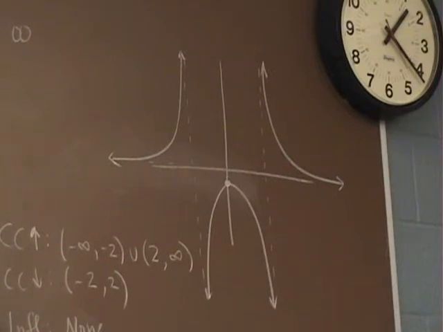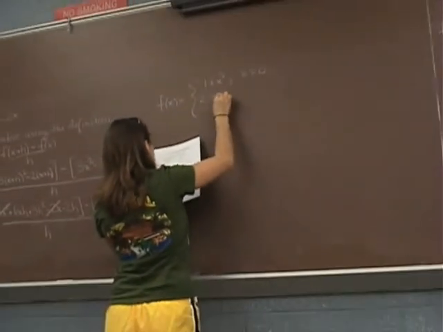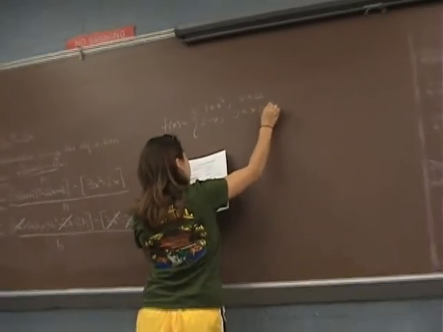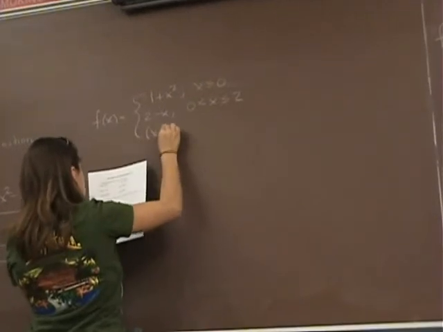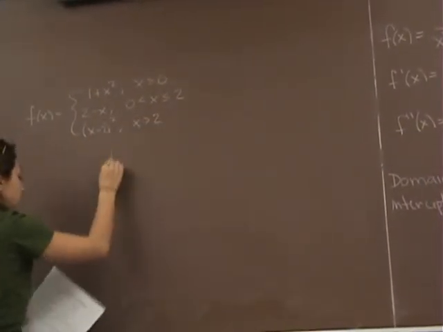Can you do number 2 on the in-class review? I just can't think. Number 2. Sketch roughly the graph of that function and find the points of discontinuity. So if I'm sketching the function, f of x equals 1 plus x squared, whenever x is less than or equal to 0, 2 minus x, whenever x is in between 0 and 2, and x minus 2 quantity squared, whenever x is greater than 2.